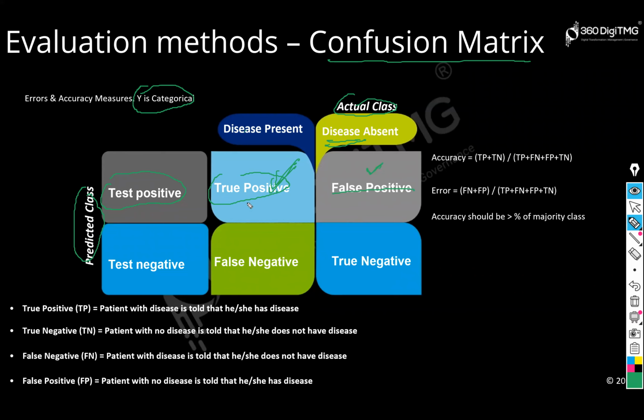But if the disease is present in the patient, but the model shows there is no disease, then it is a false negative. It is going to affect the patient because he is not going to take care of himself, and no medicines will be given to him. So he will be having a problem, right?